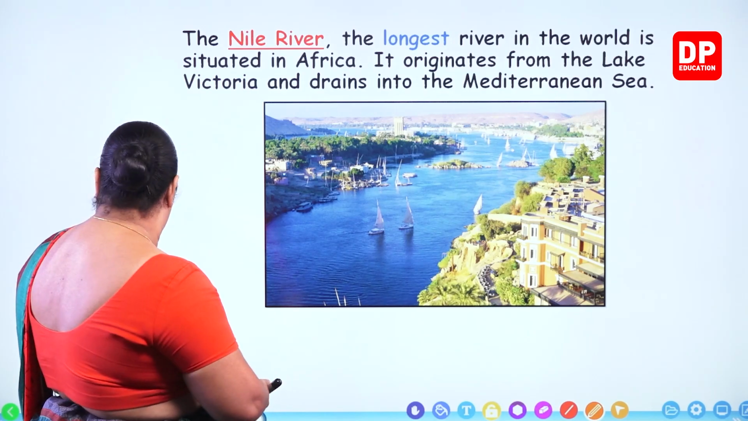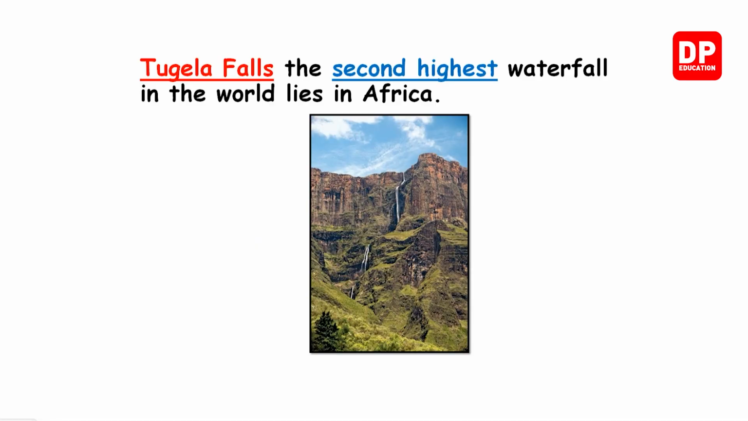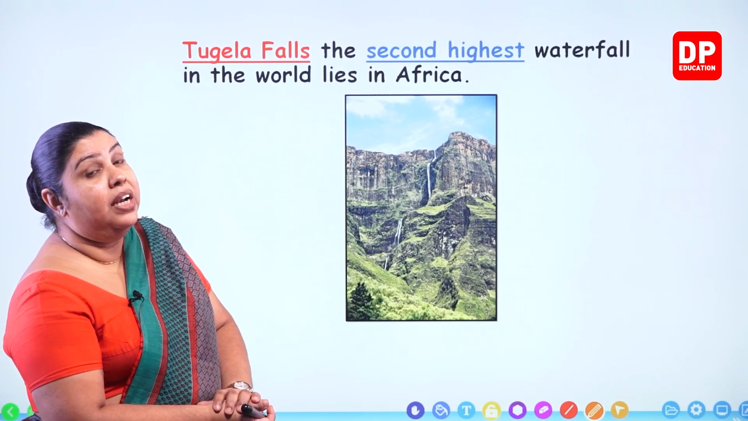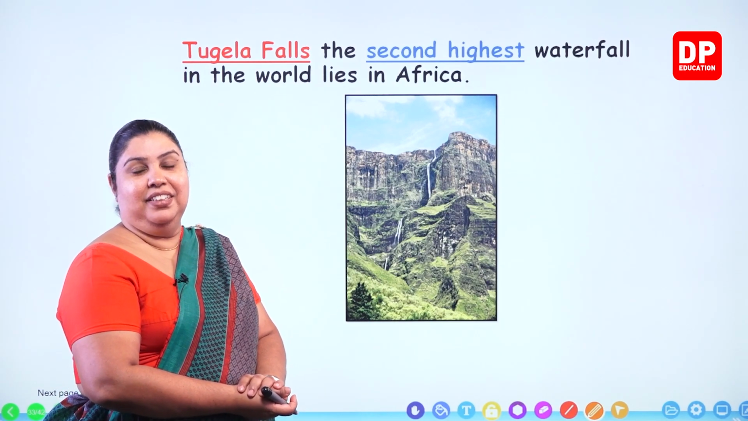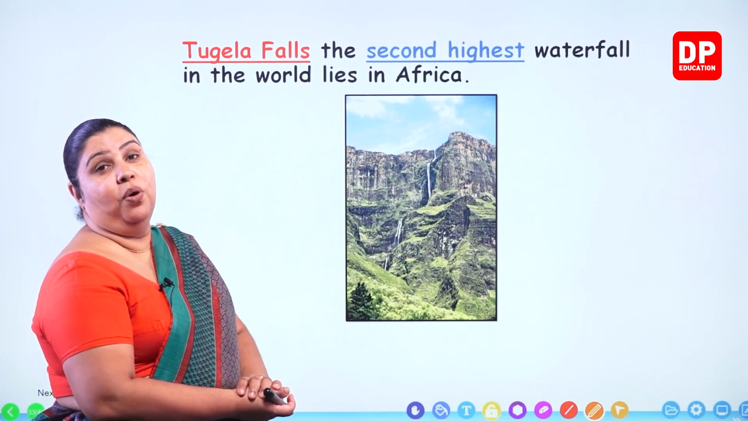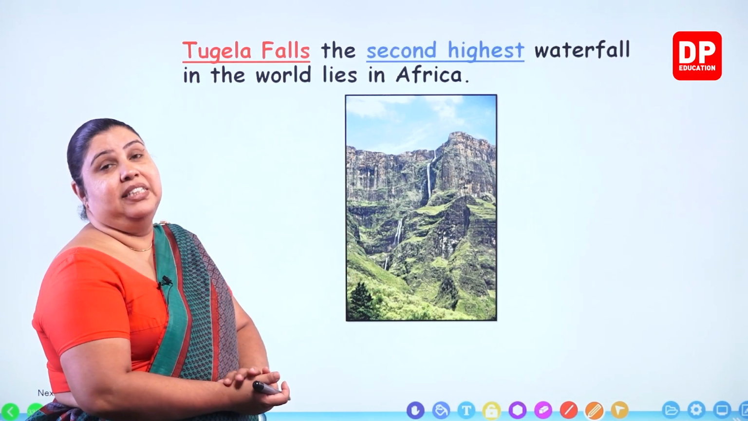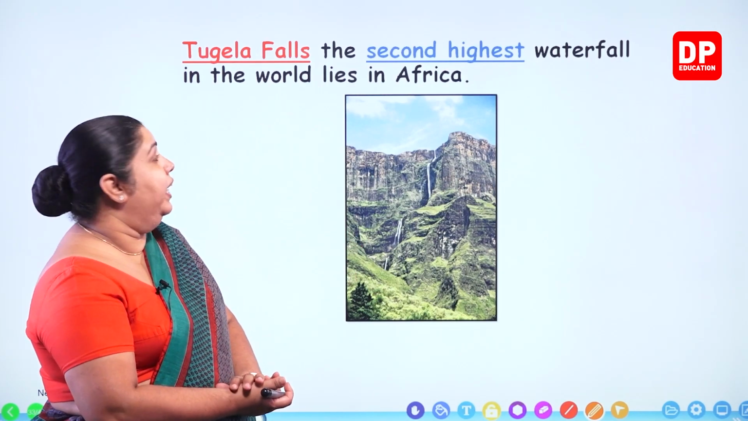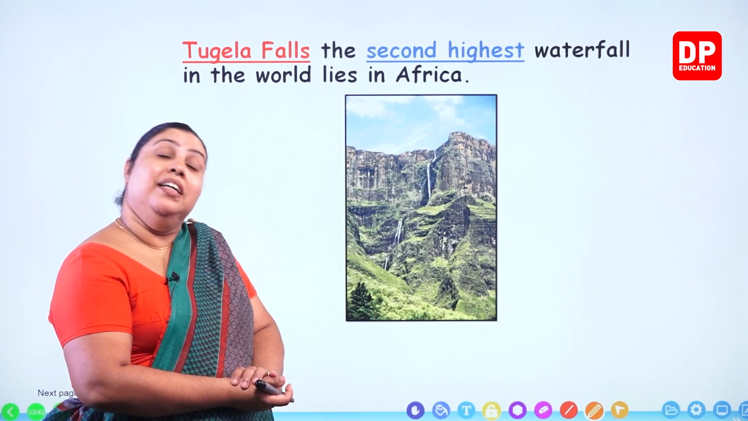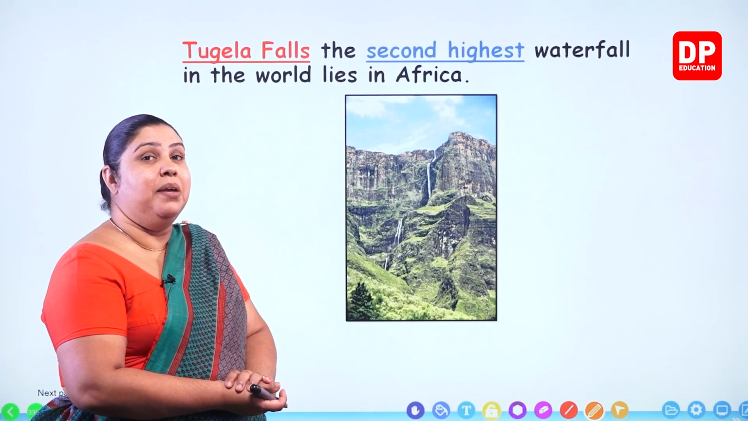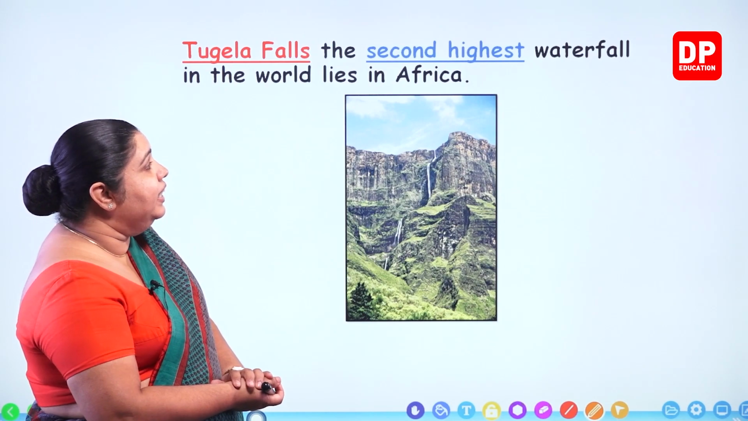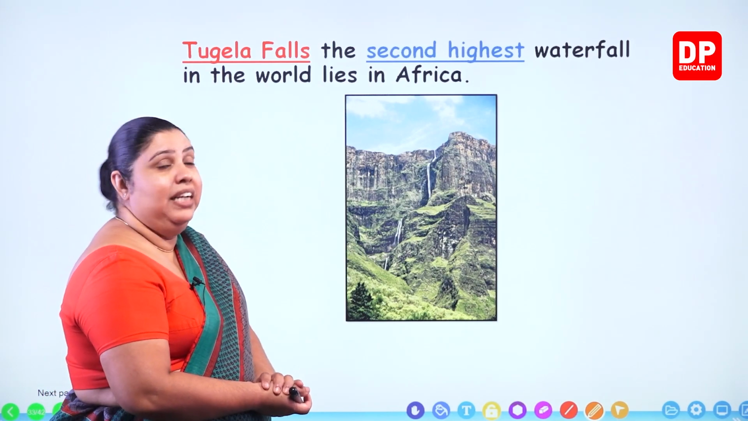Nile River. Right. Gala Falls. Gala Falls, the second highest waterfall in the world, lies in Africa. The waterfall Gala Fall is in the African continent. What is the name? Gala Falls. The second highest waterfall in the world lies in Africa.